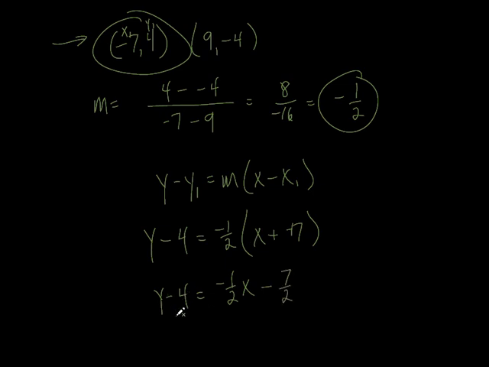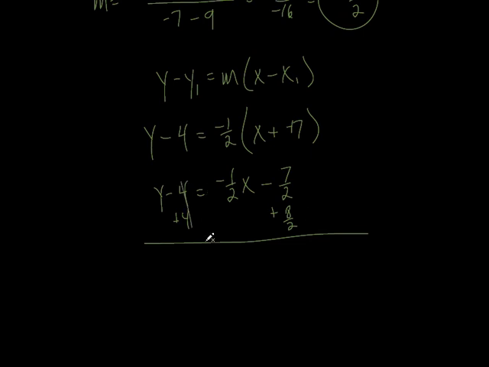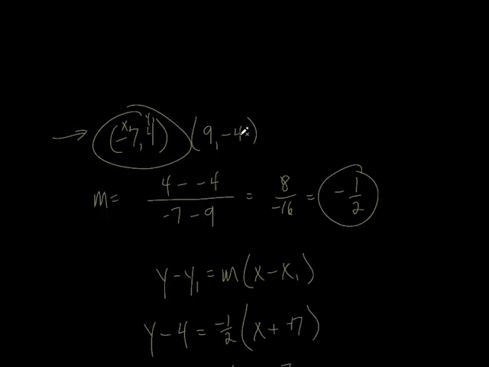How do I get rid of the 4? Add a 4 to this. But what's 4 going to be? It's going to be 8 over 2, isn't it? Just found a common denominator is all I did. That cancels. So here we go. y equals negative 1/2 x. What's this going to be? What's negative 7 over 2 plus 8 over 2? It's positive 1 over 2, 1/2. And there it is. And that's the equation of a line that goes through these 2 points.